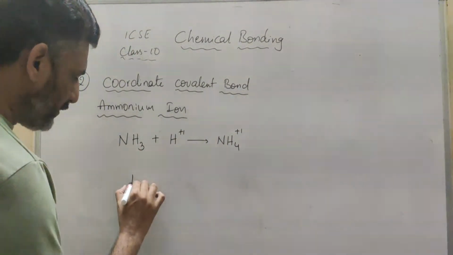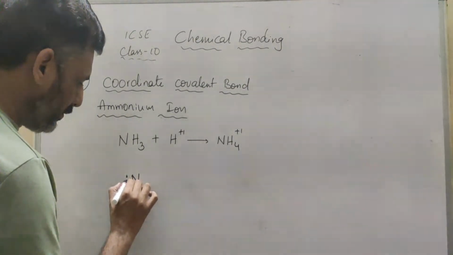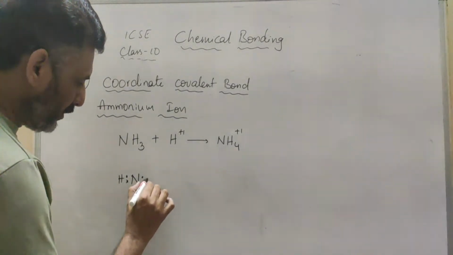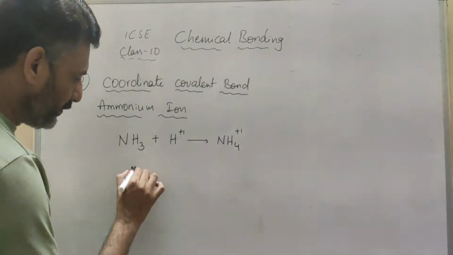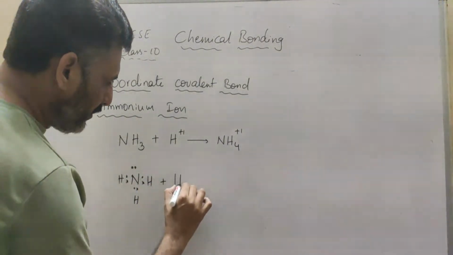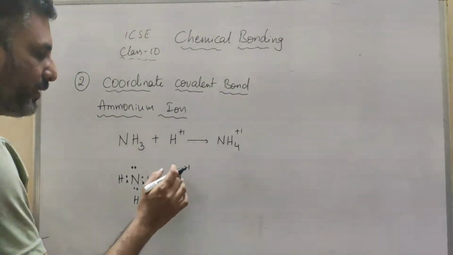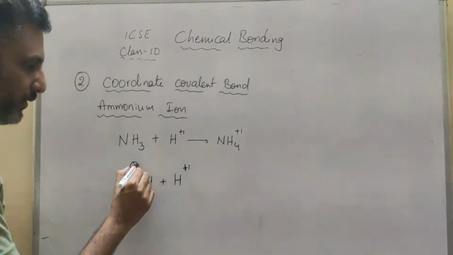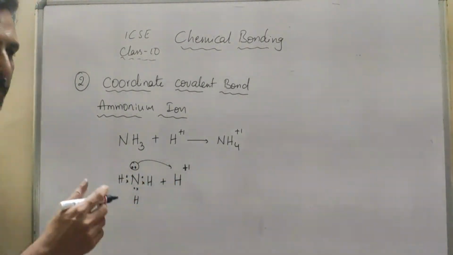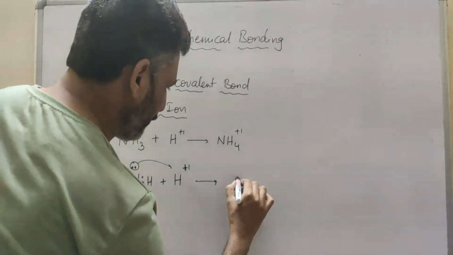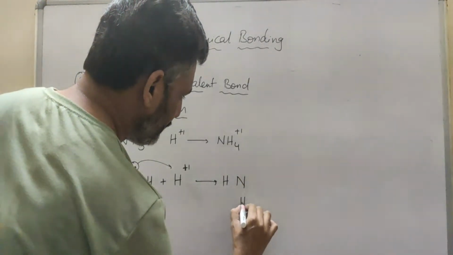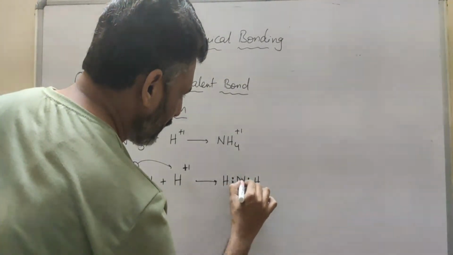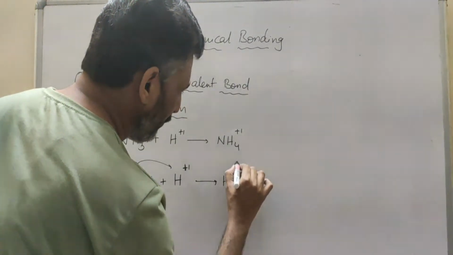In this case, ammonia has 3 bonds between nitrogen and hydrogen with 1 lone pair of electrons. Now this is combining with H plus. Again, H plus does not contain any electrons, so this pair of electrons will be given to H plus and a covalent bond will be formed. This is also sharing of electrons, but both electrons are coming from the same atom.